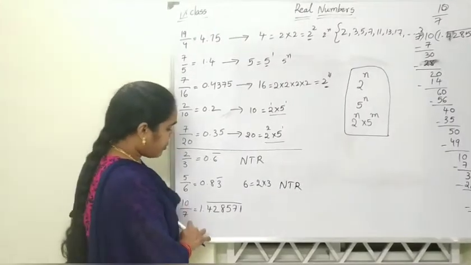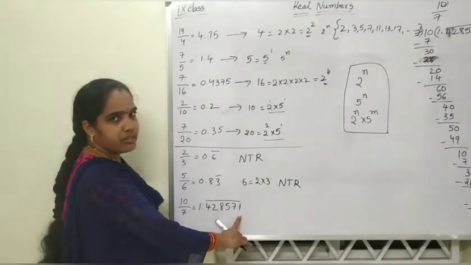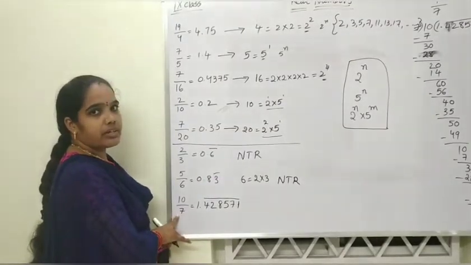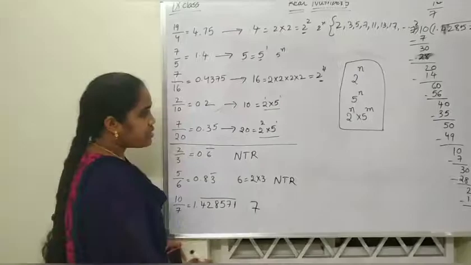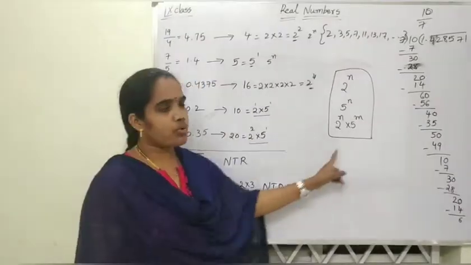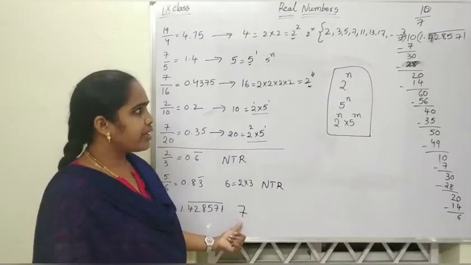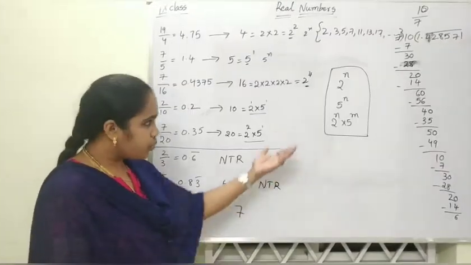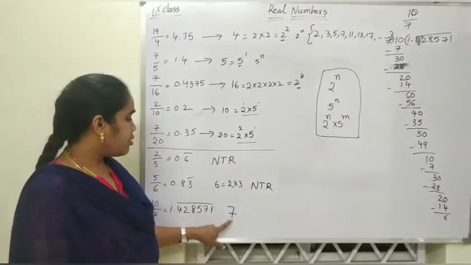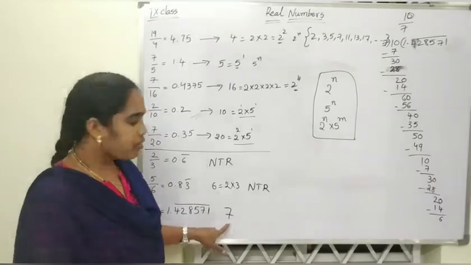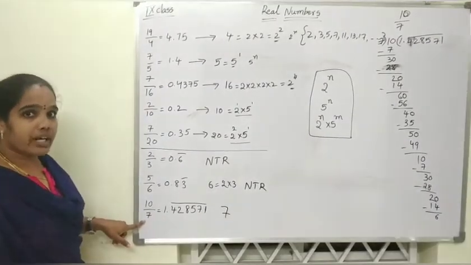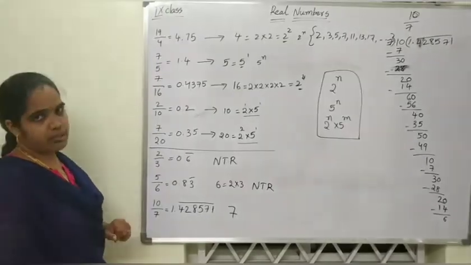Okay. Now 10 by 7. Already we did this division, but without division also we can say that. Here observe the denominator. What is the denominator? 7. Is 7 in the form of these forms? Either 2 power n? No. 5 power n? No. 2 into 5 something? No. So, other than those forms, 7 is there. So, that's why this rational number is not terminating. What is it? Non-terminating recurring decimal.